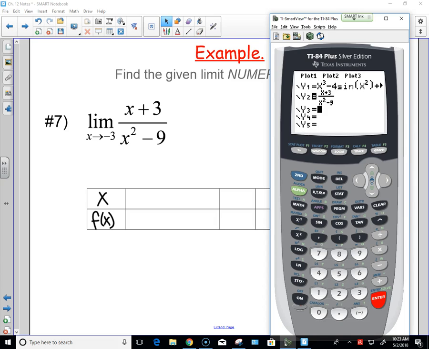What? Okay, so you put the function in, you went to your table. What did you guys start typing in?